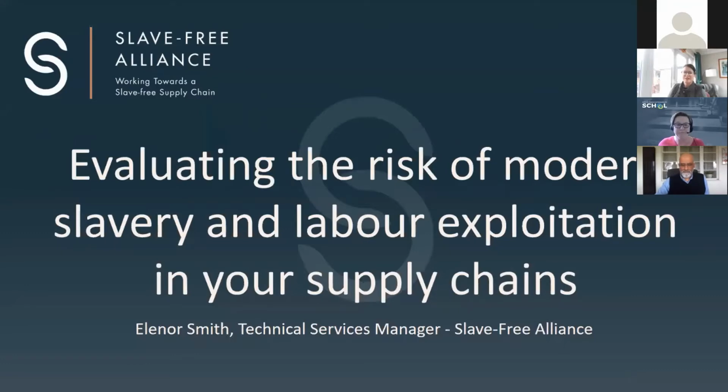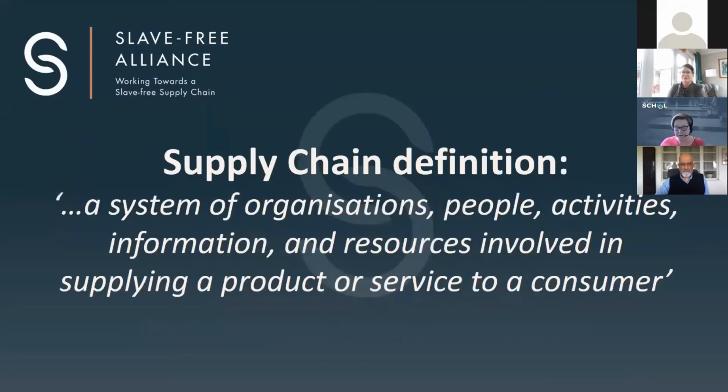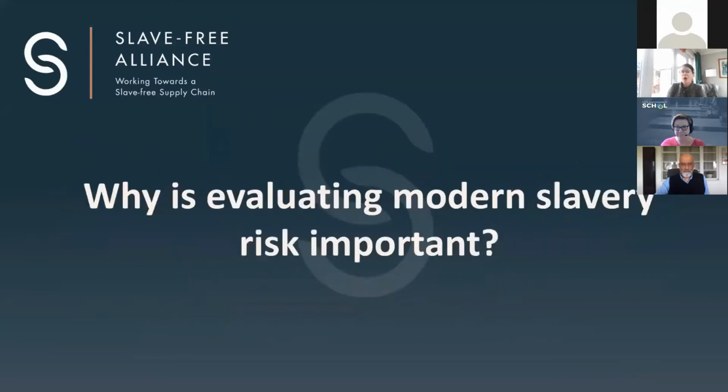So let's look at evaluating the risk of modern slavery and labour exploitation within your supply chain. So what is a supply chain? It's a system of organisations, people, activities, information and resources involved in the supplying of a product or a service to a consumer or a customer. But why is it important to evaluate the risk of modern slavery?